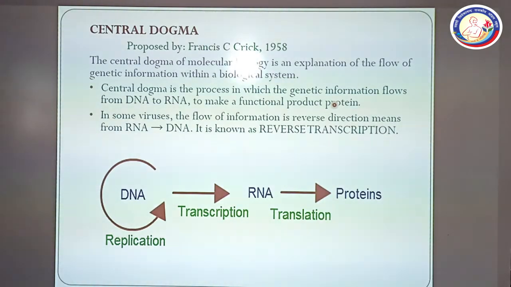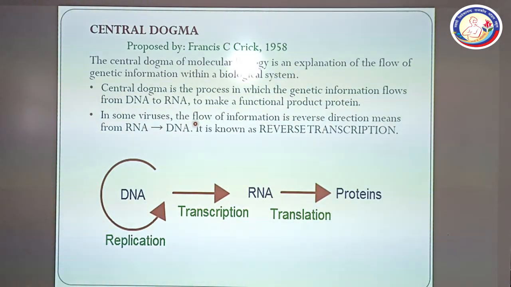Now the next topic is central dogma. What do you mean by central dogma? Basically, central dogma was proposed by Francis C. Crick in the year 1958. The central dogma of molecular biology is an explanation of the flow of genetic information within a biological system. Basically, it is showing the flow of genetic information. Central dogma is the process in which genetic information flows from DNA to RNA to make a functional product, protein.